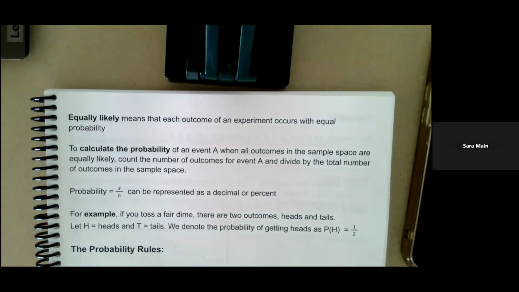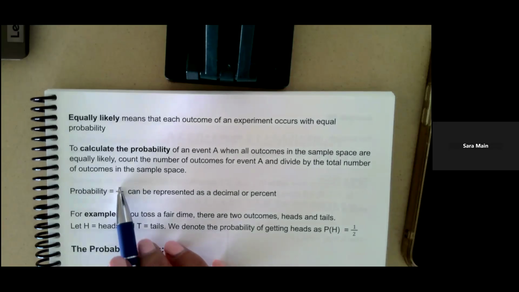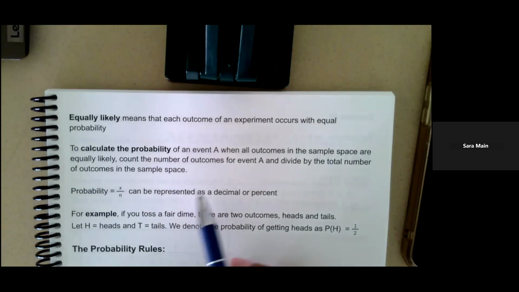Next up, we're going to talk about how to calculate probabilities. So calculating the probability of an event when all outcomes in the sample space are equally likely, you're going to count the number of outcomes for event A and divide by the total number of outcomes in the sample space. That will look like this: X over N. X is the number of outcomes that satisfy your question out of the total number of times you're going to run your experiment, N. It can be represented as a fraction, a decimal, or a percent.